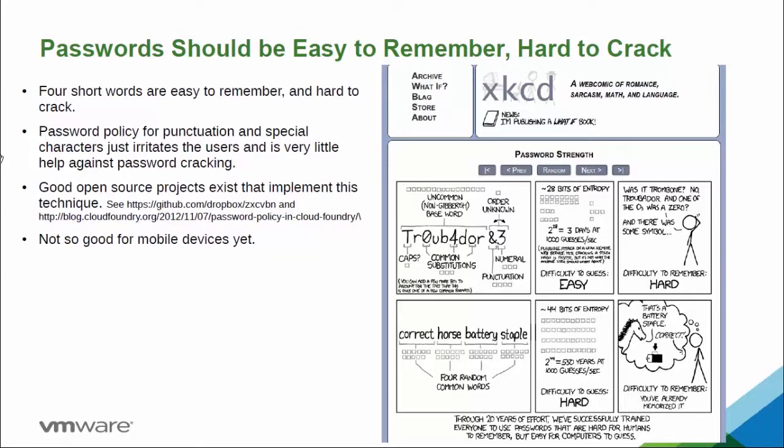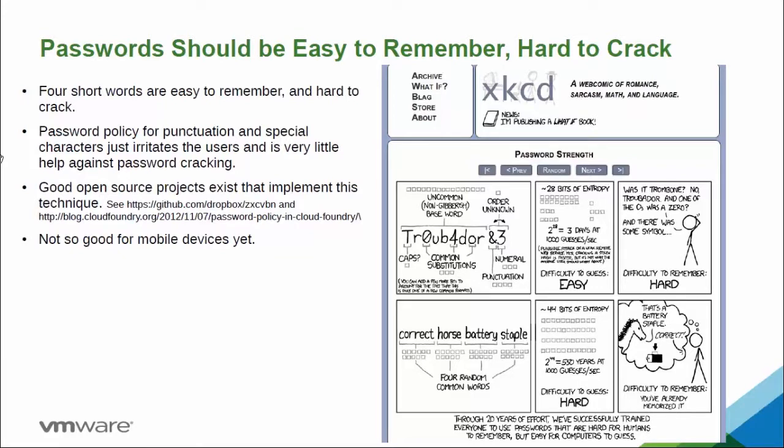Remember this previous slide where we talked about how on a GPU, you can now crack a password in 3.4 days if it's 8 characters long? Well, correct horse battery staple is considerably longer than 8 characters, and that's much, much harder to crack. There are some good open source projects that are already implementing this technique.